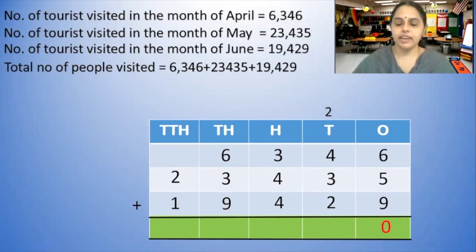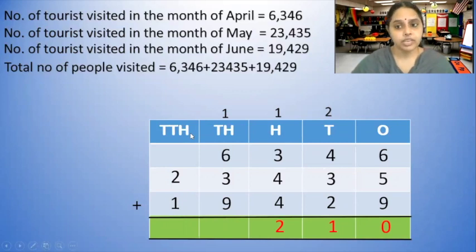Okay, now let's add all the digits in the tens place. 2 plus 4 is 6, 6 plus 3 is 9, and 9 plus 2 is 11. So we will write 1 below, and carry forward to the next place. Now let us add the hundreds place. 4 plus 4 is 8, 8 plus 1 is 9, and 9 plus 3 is 12. So again we will carry forward.